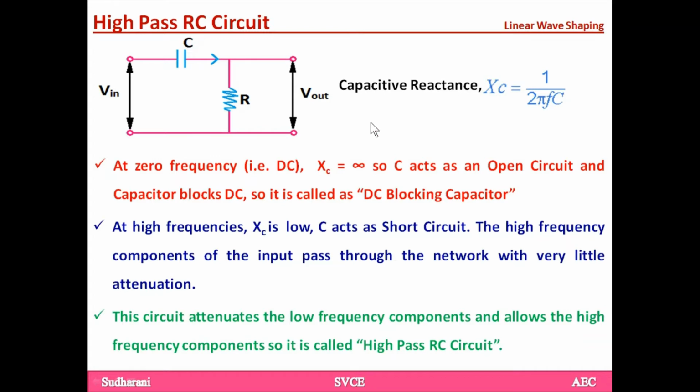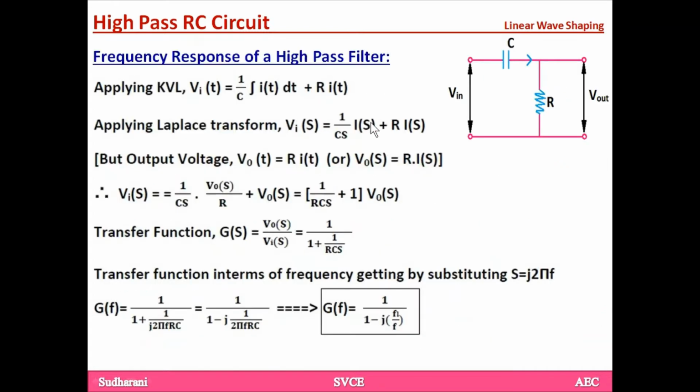Now we need to find the frequency response of this high pass circuit. For finding the frequency response, we need to write the KVL. Whenever we apply some input voltage, due to this input voltage, some current is drawn in the circuit. Let the current passing through the circuit be I. Then what will be the equation? The input voltage is equal to the sum of the voltage across the capacitor and the voltage across the resistor. That is what I have shown here.